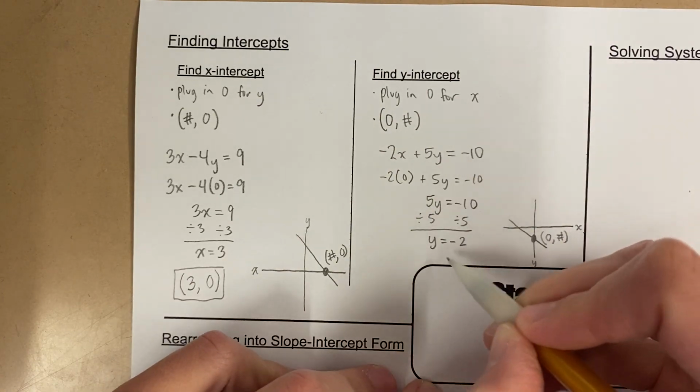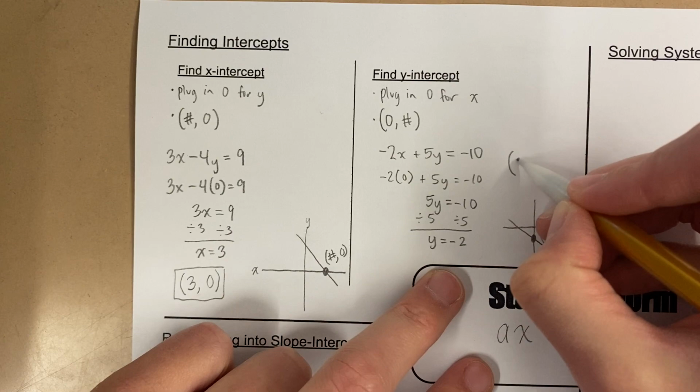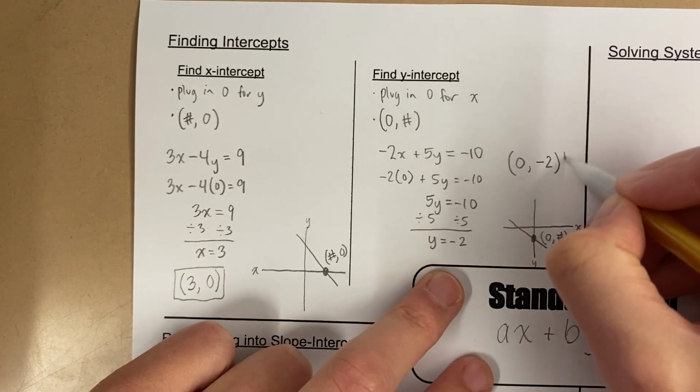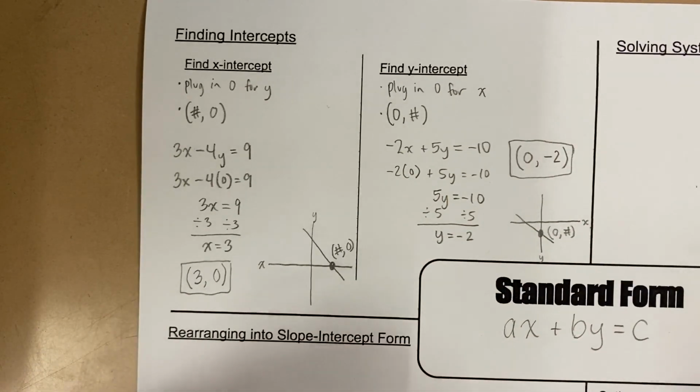And again, remember, this is not the answer. The y-intercept is a point. So it's a point where the x is 0 and the y value is the number you just found for y. Okay, so that's finding intercepts.